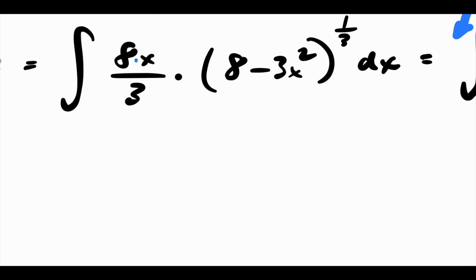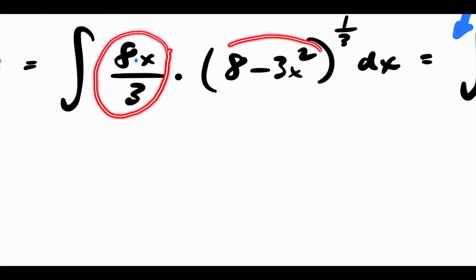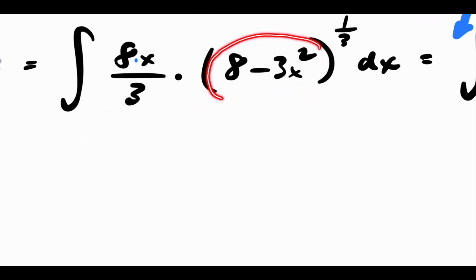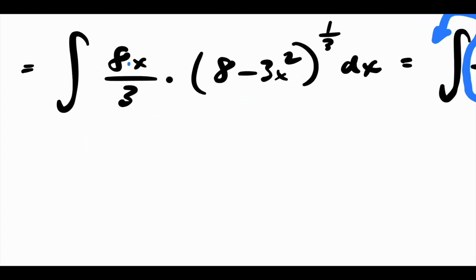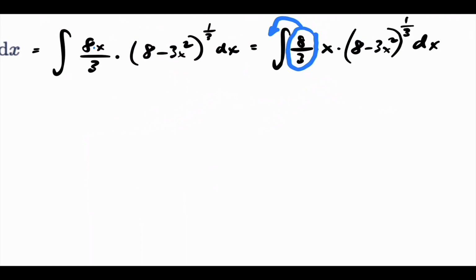Okay? So I have two options for U. I have 8x divided by 3, and I have 8 minus 3x squared. One of them could be U. One of them is going to be U. The other one's not going to be U. Okay? Usually pick the bigger power. Like I said, pick the bigger power. Because if I were to take the derivative of this guy, it's going to be x, because the derivative of x squared is x. That guy's in here. Right? That's usually the guy to start with.